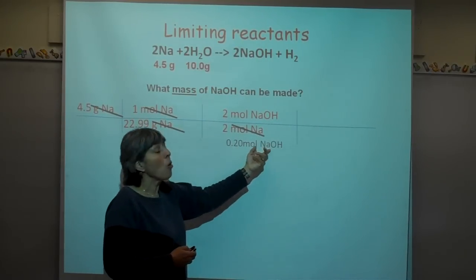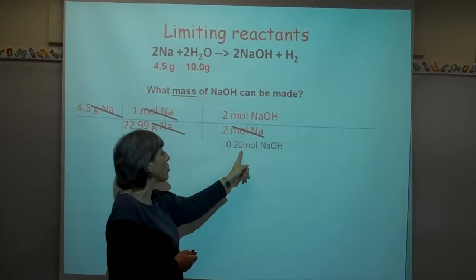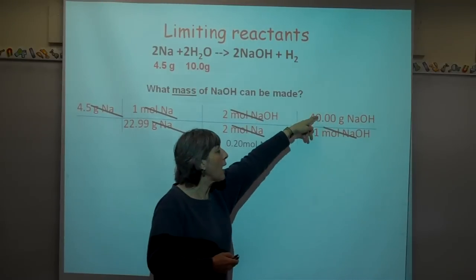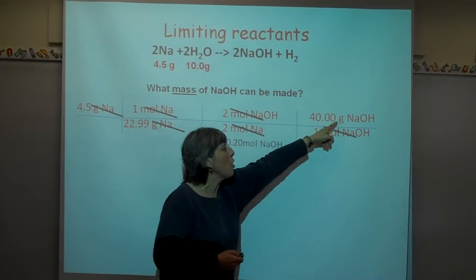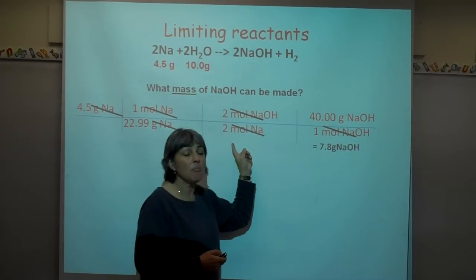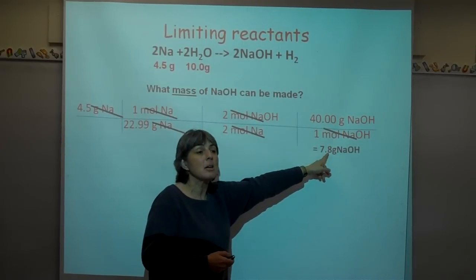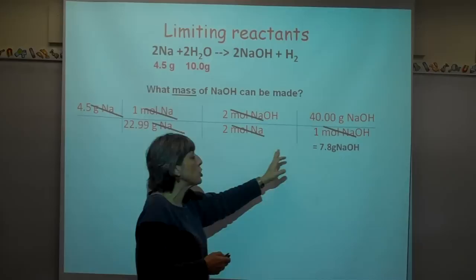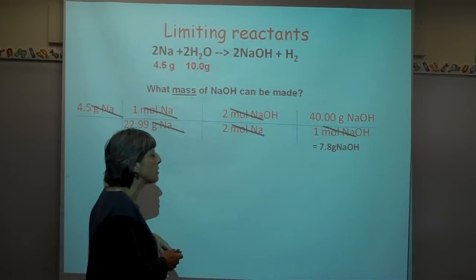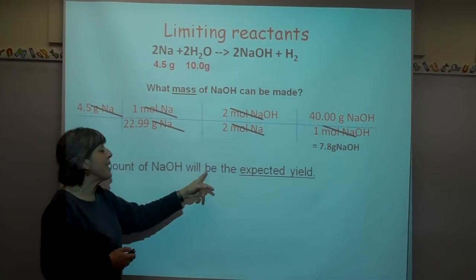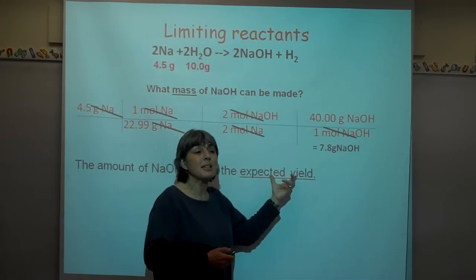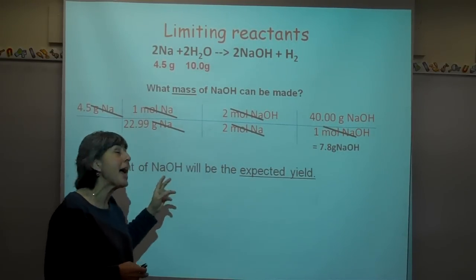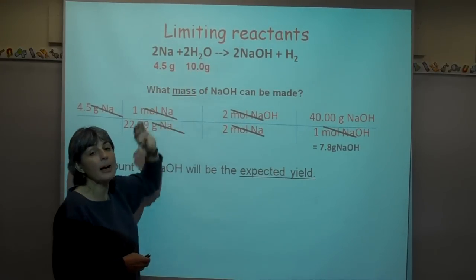Okay, but because it's asking for mass, instead of moles of NaOH, I need to go one step further and do a molar mass. That way I can convert moles of NaOH to grams, and I can see that I have 7.8 grams of NaOH. Okay, so that's how you go all the way through to how much of the product you are going to get. The amount of NaOH that you get is called the expected yield. That is the maximum that I could possibly expect out of this reaction with this amount of reactant.